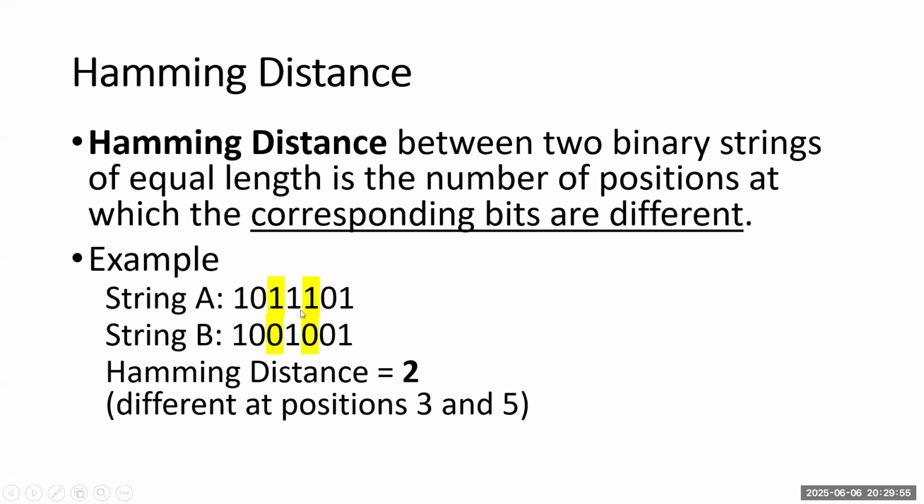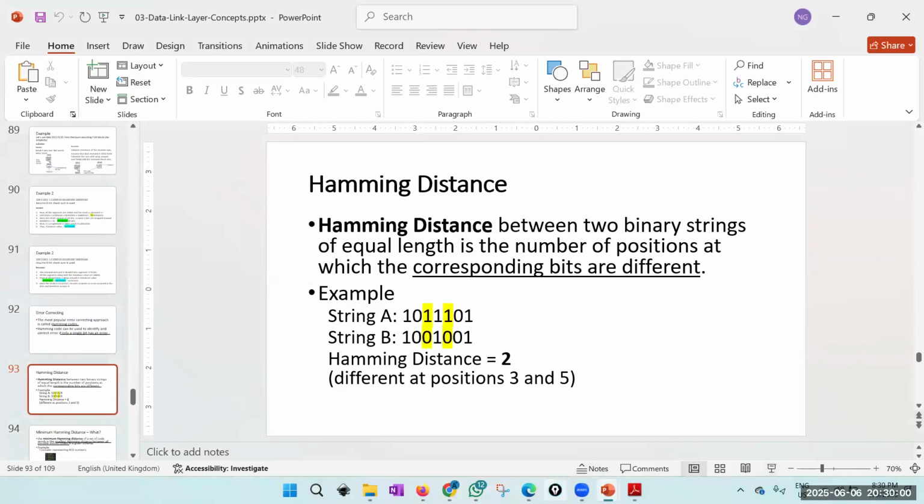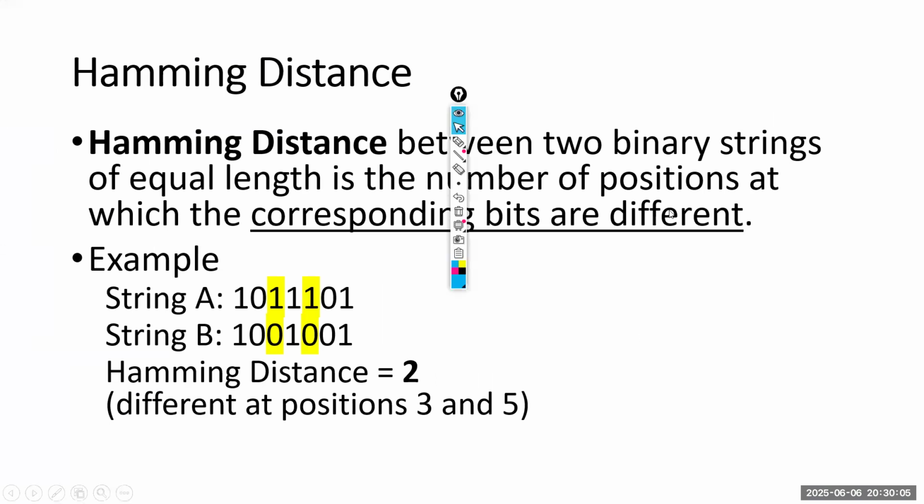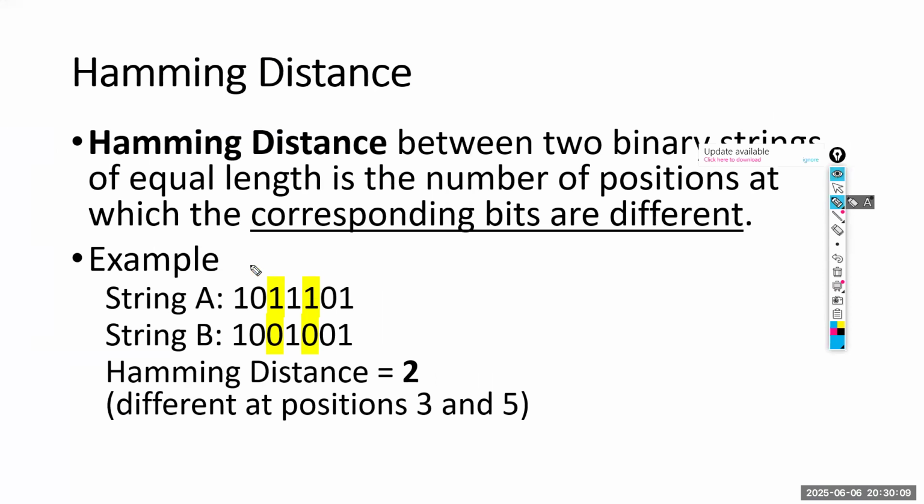Hamming distance is when we have two codes. Okay, let me open my pen. Assume this is what is sent, and this is what we received. Hamming distance is how many bits are corrupted or how many bits are altered. Simple as that. That is called the Hamming distance of that code.